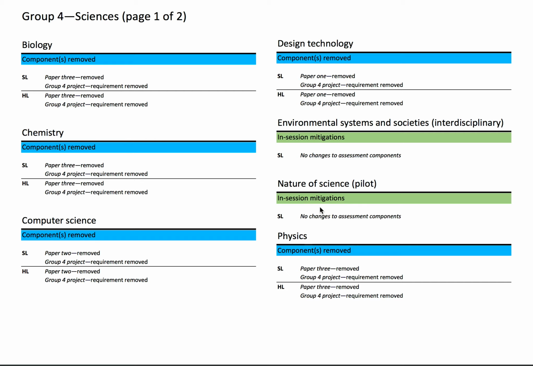So that's pretty good. Now, but for DT, they actually removed the whole of paper 1. So I feel that the emphasis on the coursework would actually increase. So you guys have to put in more effort there. And in computer science, they also removed paper 2 for both high level and SL.